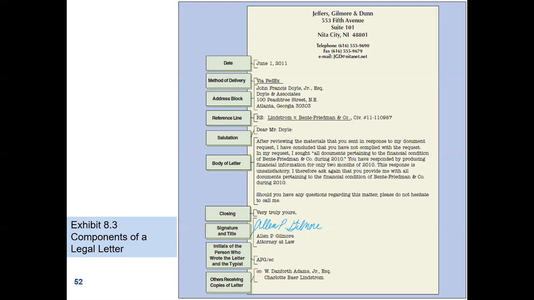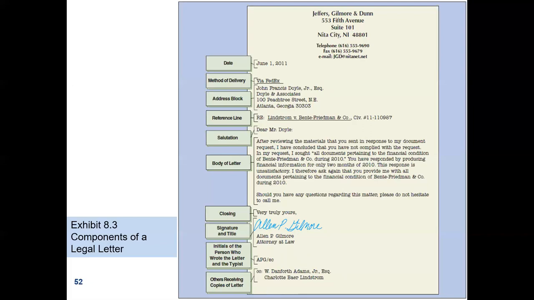And let's talk about CCs. So what does it mean when we have a CC here? Well, it means that while the letter is addressed to John, in addition to John's copy, Danforth will be getting a copy and Charlotte will be getting a copy. John will see that Danforth is getting a copy, and John will see that Charlotte is getting a copy. Danforth will see that the letter was really addressed to John, and Danforth will also see that Charlotte's getting a copy. Charlotte will see that it's really addressed to John, and that Danforth is also getting a copy. So there's complete transparency. The three people know all about each other.